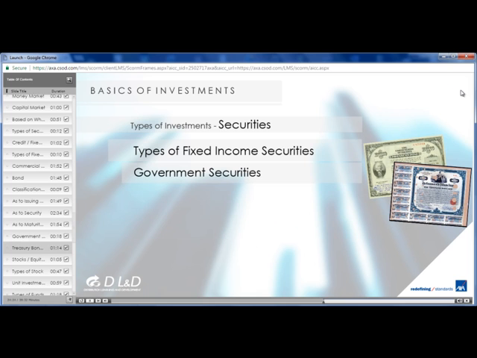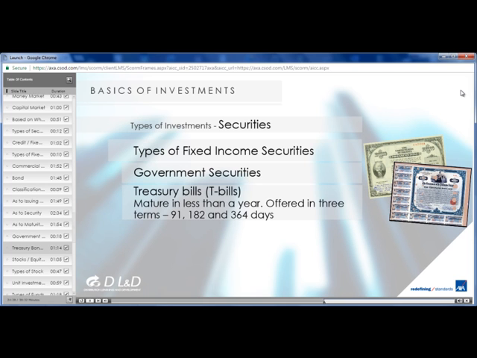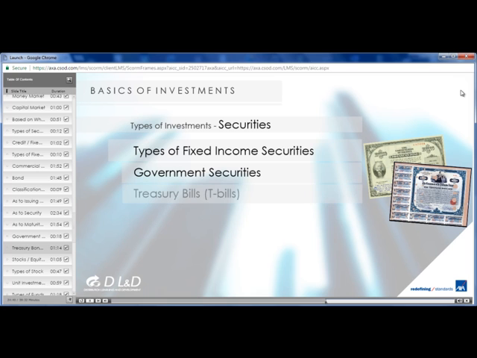Government securities come in two forms. These are treasury bills, which mature in less than a year and are offered in three terms: 91, 182, and 364 days. Then there are treasury bonds, which mature beyond a year. Let's look at them closely. The treasury bill is an instrument that has the shortest maturity.